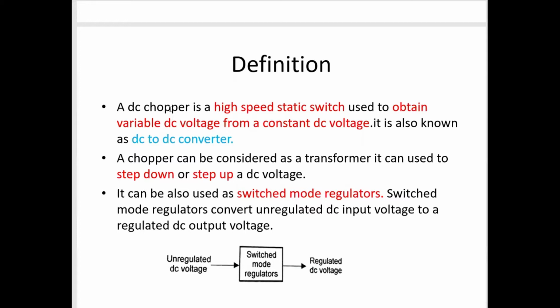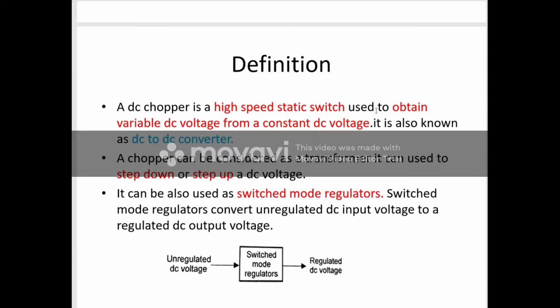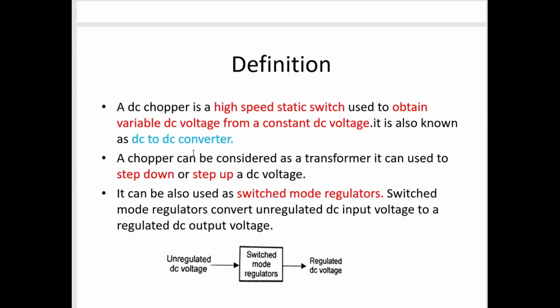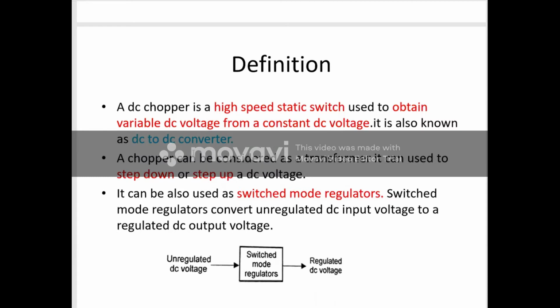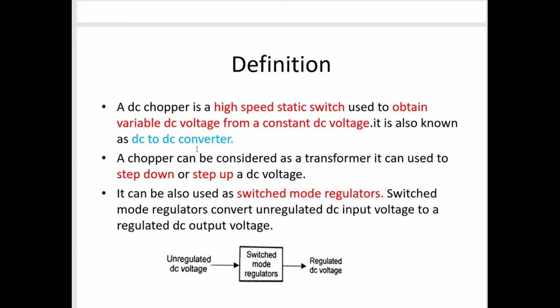So what does DC converter or DC chopper mean? The DC chopper is a high speed static switch, and it is used to obtain a variable DC voltage from a constant DC voltage. Maybe the input given to this DC converter is 5 volt. It may convert the input 5 volt DC into 7 volt, or it may convert the 5 volt into 3 volt. So either it can increase the DC level of the input signal or it can decrease it.